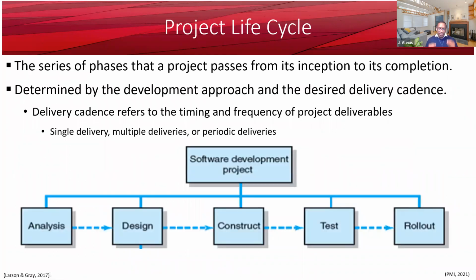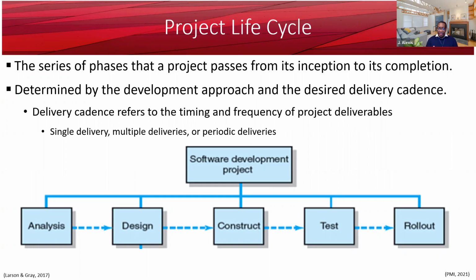So life cycle. We talk about life cycle phases. When we talk about life cycle, we're talking about the series of phases that a project passes through from its inception to its completion, from start to finish. So the life cycle of a project is determined by the development approach and the desired delivery cadence that we talk about. So how many deliveries you're going to have in the project, timing and frequency of project delivery. Some projects can have single delivery, multiple deliveries, or periodic deliveries.